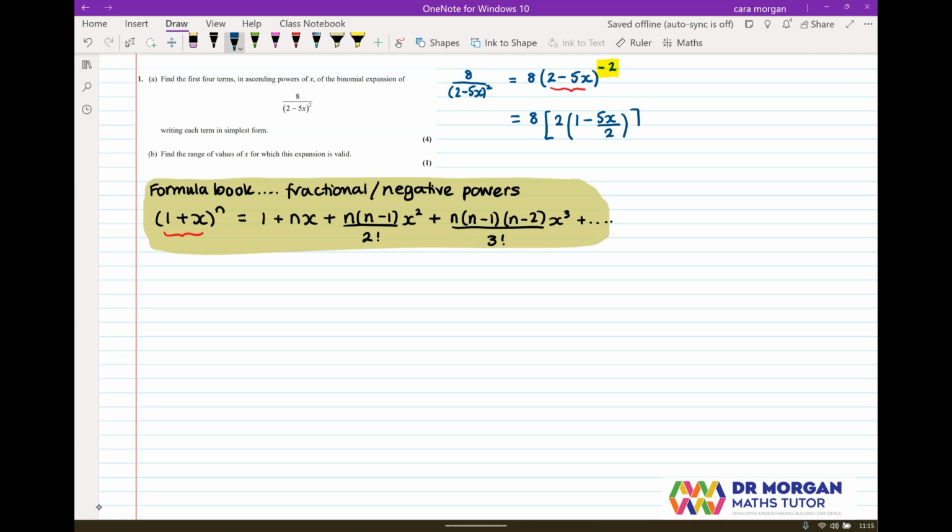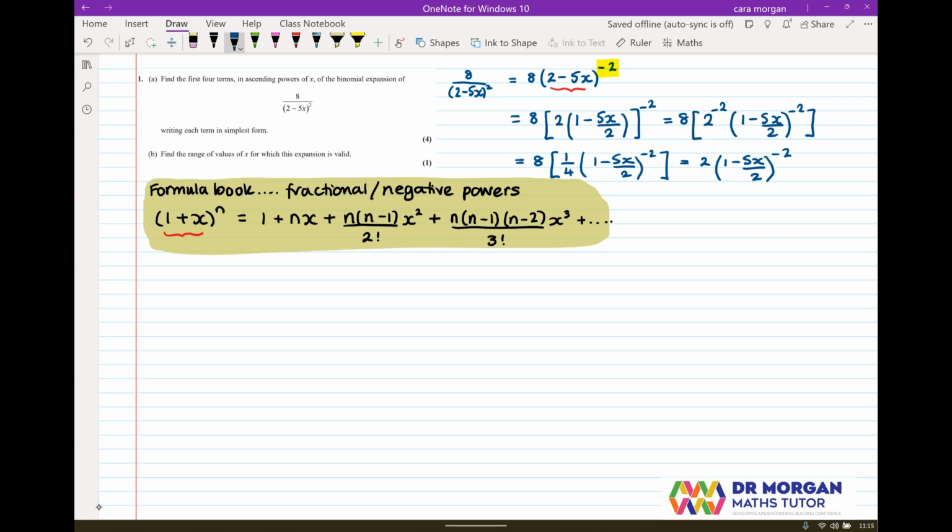And because that whole thing was to the power of negative 2, I mustn't forget that I'm going to need to raise 2 to the power of negative 2 and what's in that bracket to the power of negative 2 as well. If I do that, I'm going to get 8 lots of 2 to the negative 2, which is a quarter, and the bracket is (1 minus 5x over 2) to the power of negative 2. And 8 times a quarter is 2, and then I've got the bracket (1 minus 5x over 2) to the power of negative 2.